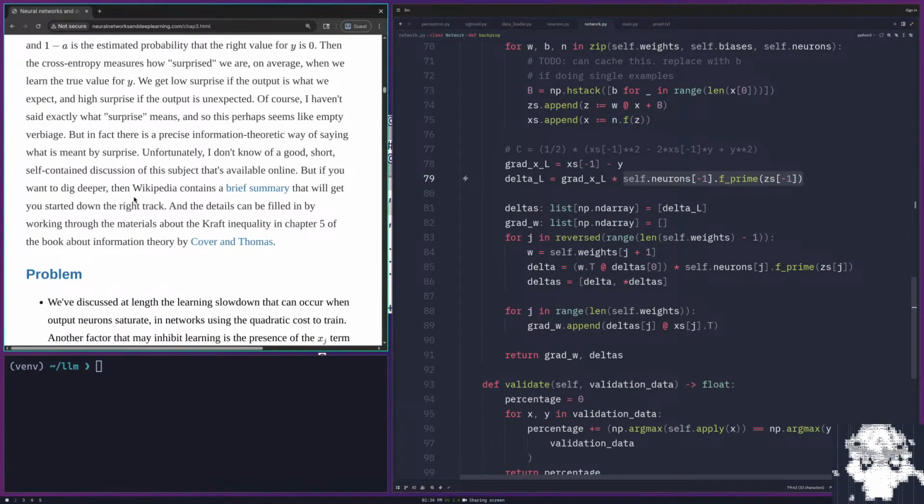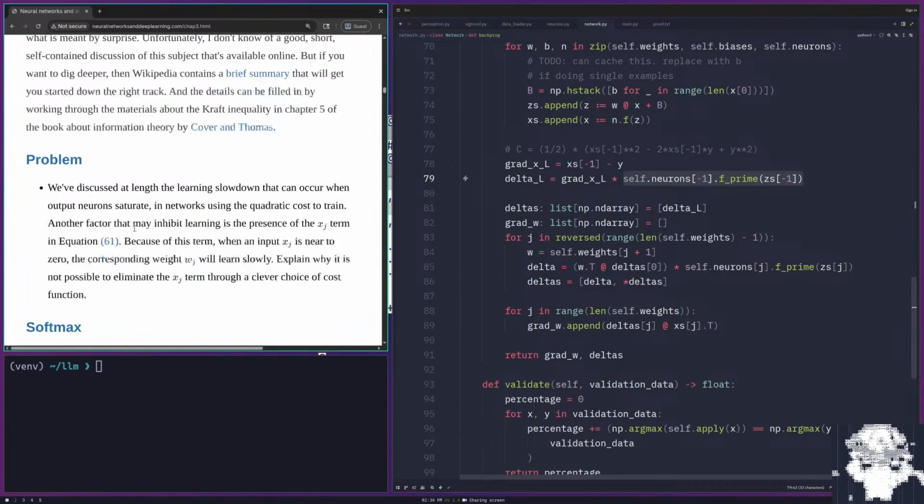Unfortunately, I don't know of a good, short, self-contained discussion of this subject that's available online, but if you want to dig deeper, then Wikipedia contains a brief summary that will get you started down the right track. And the details can be filled in by working through the materials about the Kraft inequality in Chapter 5 of the book about information theory by Cover and Thomas.